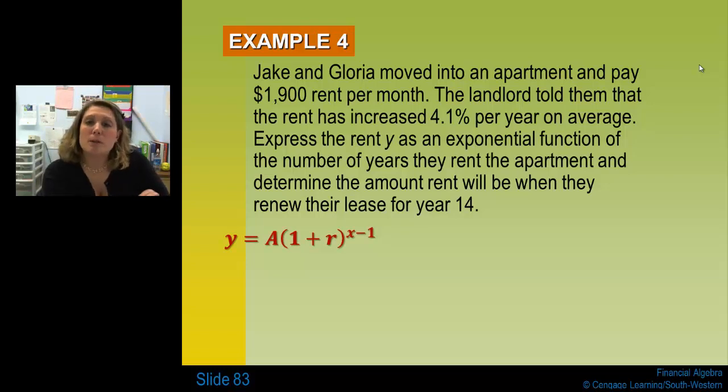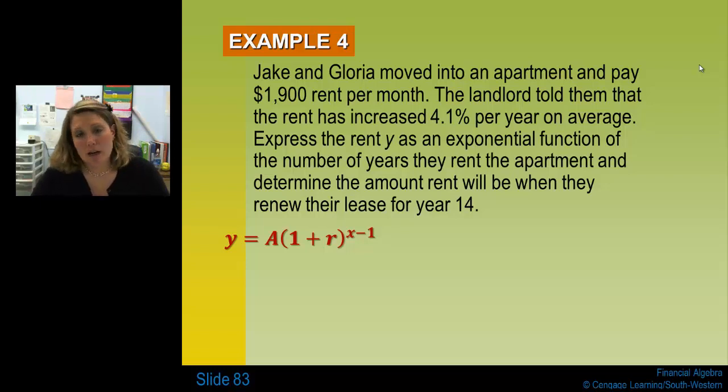Jake and Gloria moved into an apartment and pay $1,900 rent per month. The landlord told them that the rent has increased 4.1% per year on average. Express the rent Y as an exponential function of the number of years they rent the apartment and determine the amount that rent will be when they renew their lease for year 14.